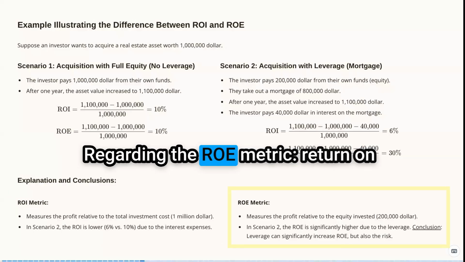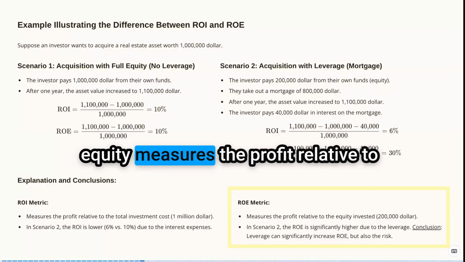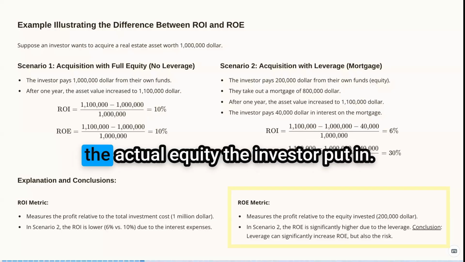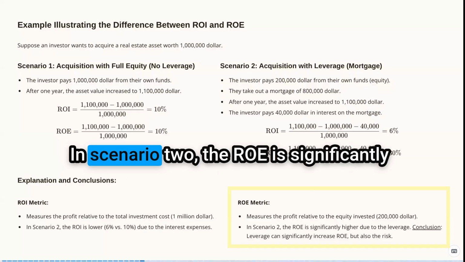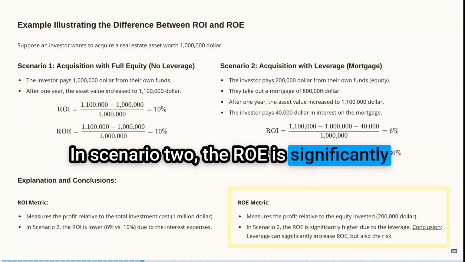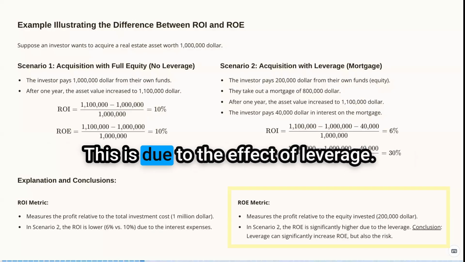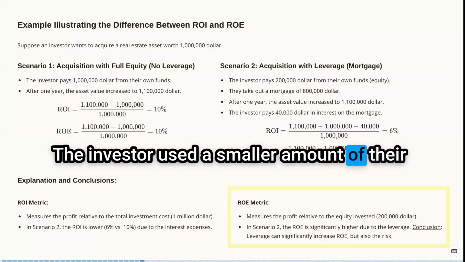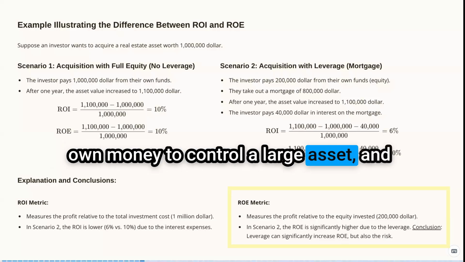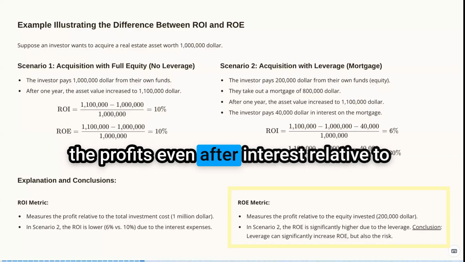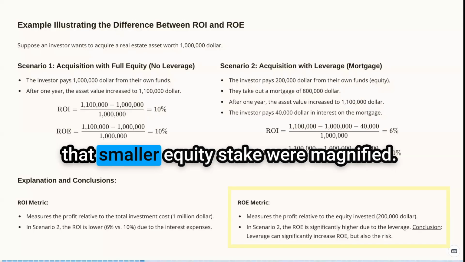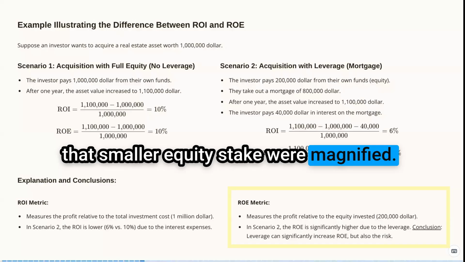Regarding the ROE metric, return on equity measures the profit relative to the actual equity the investor put in. In scenario 2, the ROE is significantly higher, 30%, compared to scenario 1, 10%. This is due to the effect of leverage. The investor used a smaller amount of their own money to control a large asset, and the profits, even after interest relative to that smaller equity stake, were magnified.